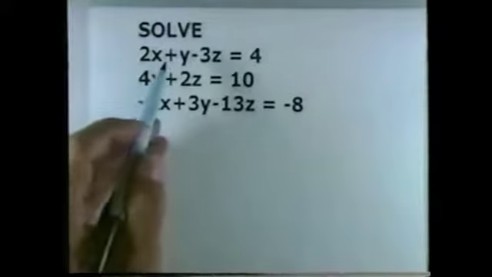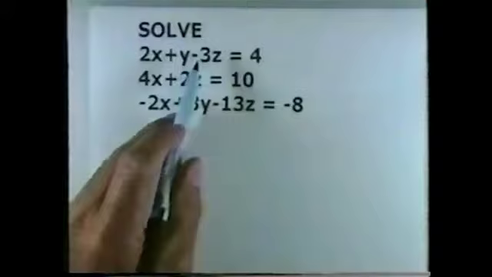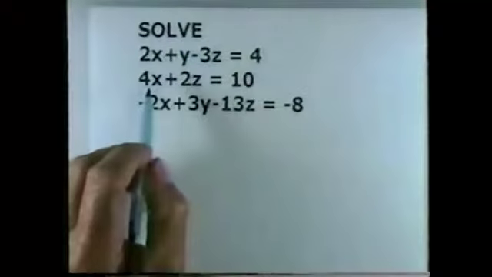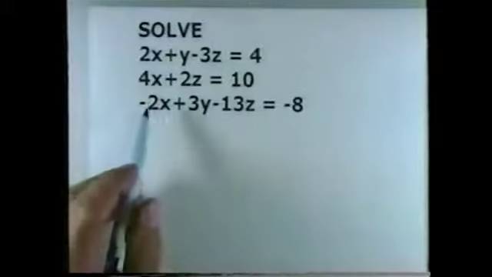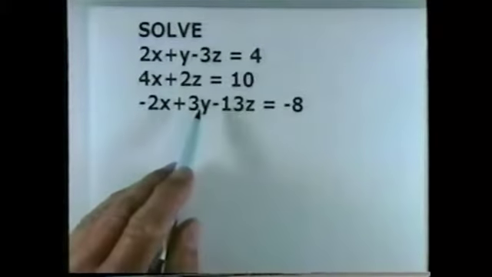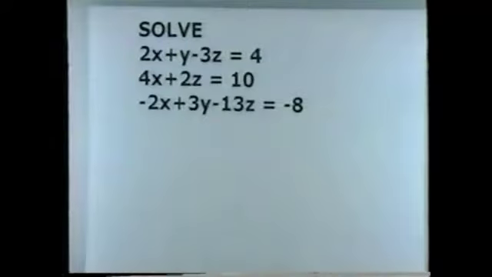Let's look at another system. Let's solve 2x plus y minus 3z is equal to 4. 4x plus 2z is equal to 10. Negative 2x plus 3y minus 13z is equal to negative 8.